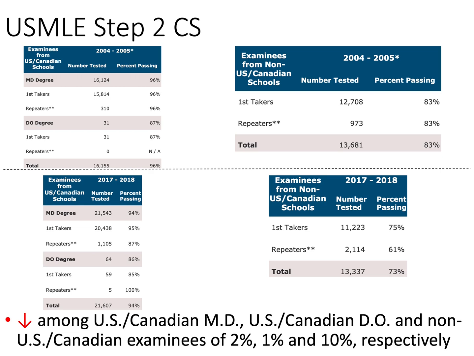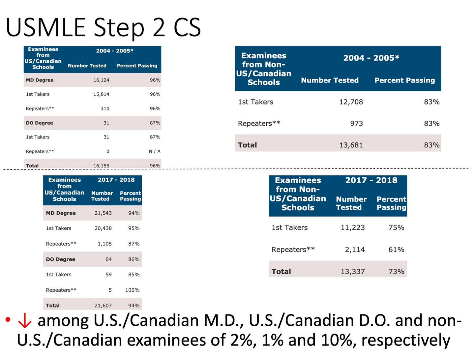Starting to take a look with the United States Medical Licensing Exam Step 2 clinical skills, we see in the upper left-hand corner that examinees from US and Canadian schools in the year 2004 had an overall pass rate of 96%. Those same examinees in the bottom left-hand corner in the year 2017, or 13 years later, had a pass rate of 94%, a decline of 2%, or about 400 students not passing.